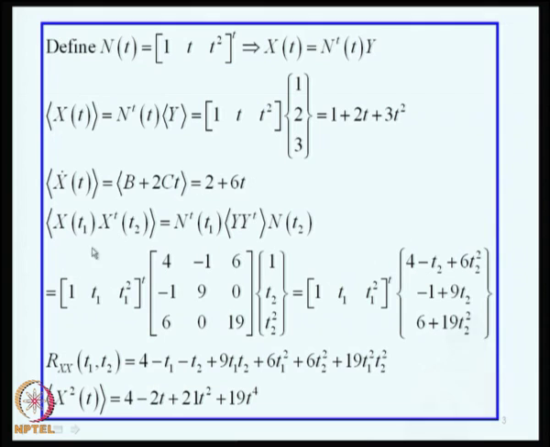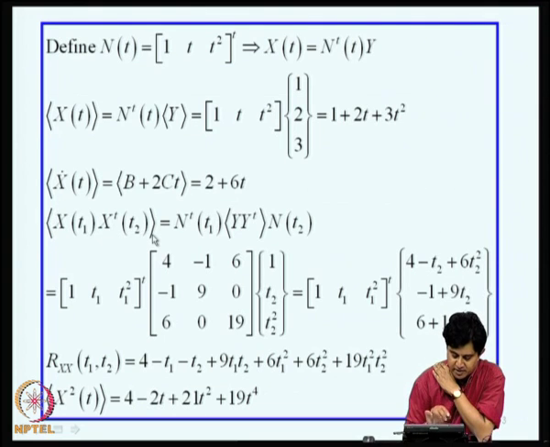Now, the expected value of x of t1 into x transpose t2 will be n transpose t1 y y transpose n t2. So, with that if we write now n transpose, this is 1 t1 t1 square transpose and this matrix y y transpose, and n t2 is 1 t2 t2 square. So, if we carry out this multiplication we get this expression for Rxx of t1 comma t2, and for t1 equal to t2 equal to t we get 4 minus 2 t plus 21 t square plus 19 t to the power of 4.